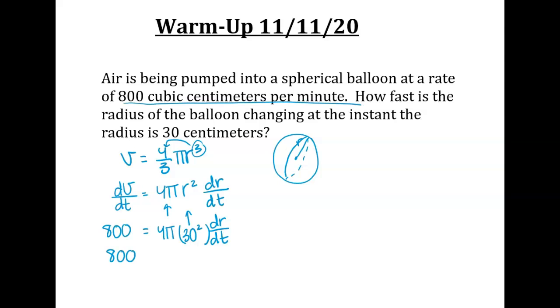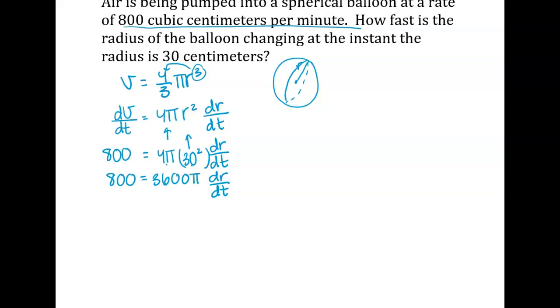So we end up with 800 equals 4 pi times 30 squared, which is 4 pi times 900, which is 3600 pi dr/dt. We divide by 3600 pi on both sides. So dr/dt equals 800 over 3600 pi. Make sure if you put this in the calculator, you put parentheses here, otherwise it'll take the numbers divided by each other and then multiply that fraction by pi.